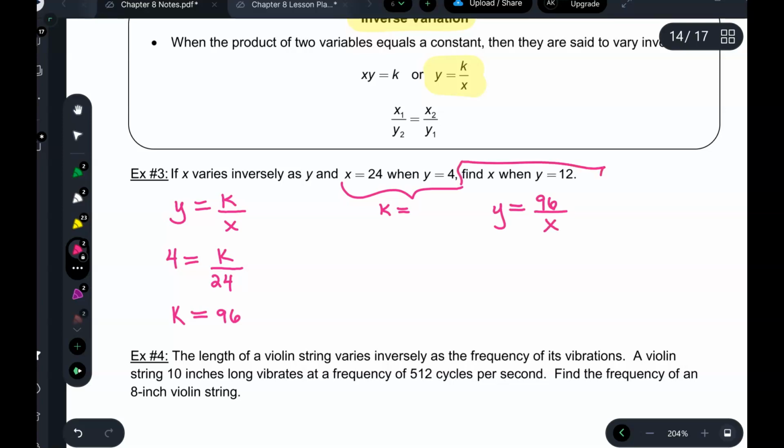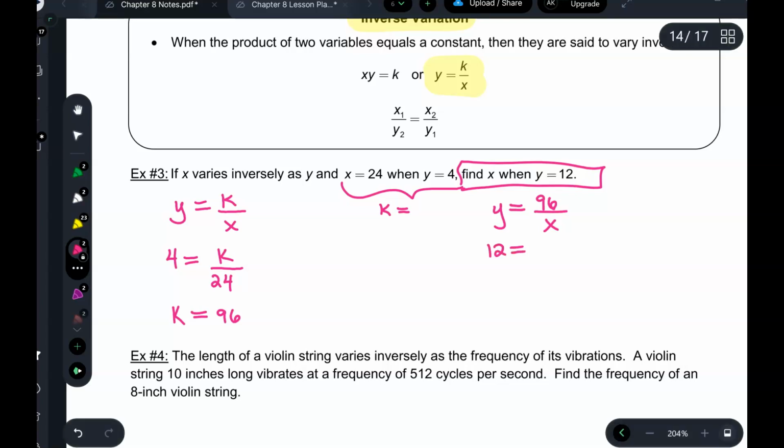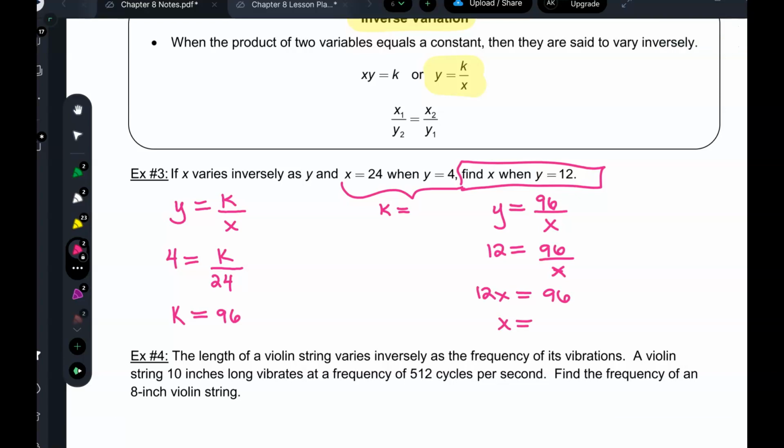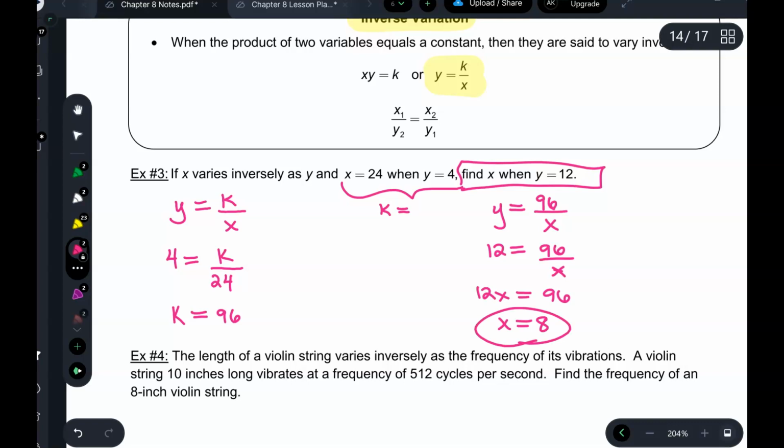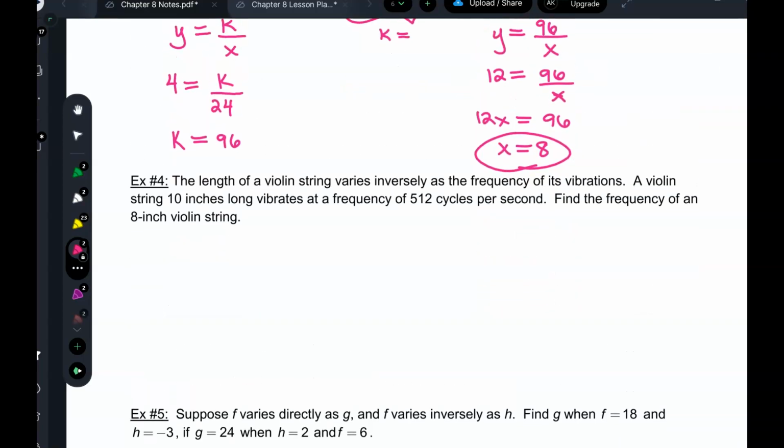So now we're looking for a new value. We want to find x when y equals 12. So 12x equals 96. So what's x equal? 8. So first you find k before you do that.